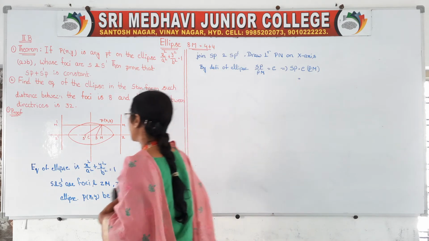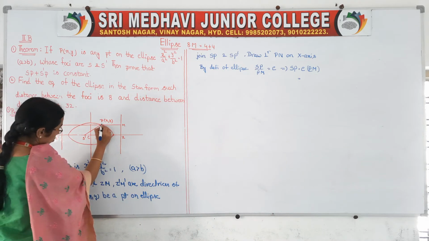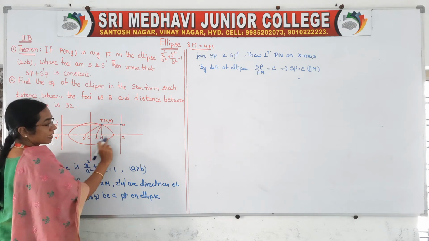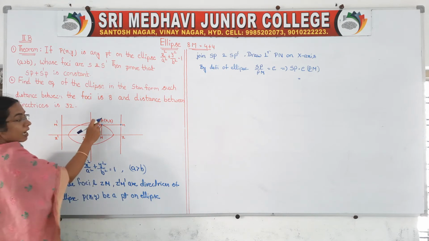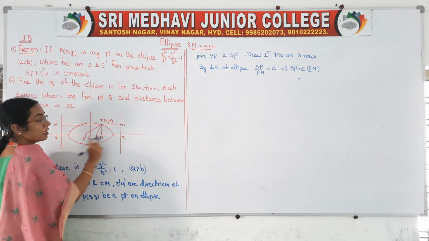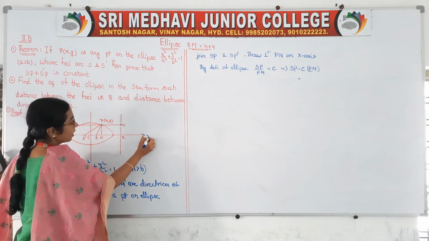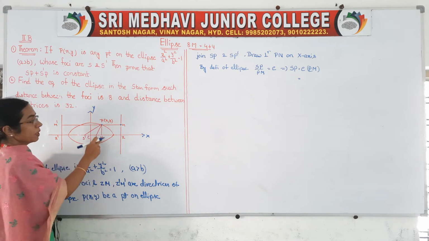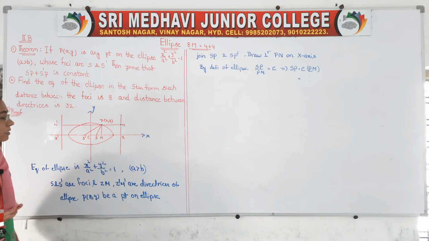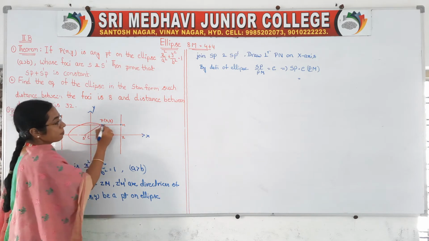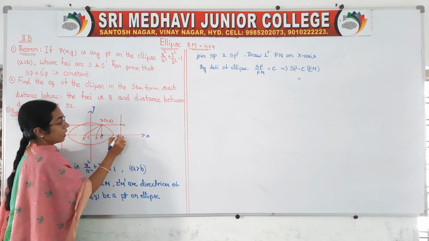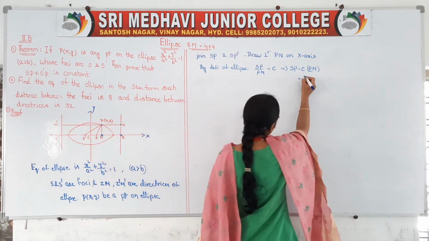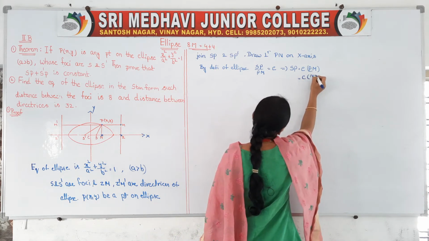Now observe your diagram. Where is your PM? This is your PM. PM is nothing but NZ, isn't it? That's why I have taken the perpendicular PN on the x axis. This is your x axis, this is your y axis. If you observe, your PM is exactly the same as NZ. So in the place of PM, I will write NZ.